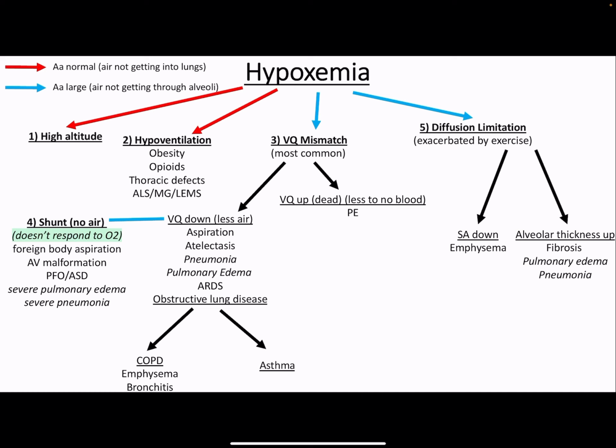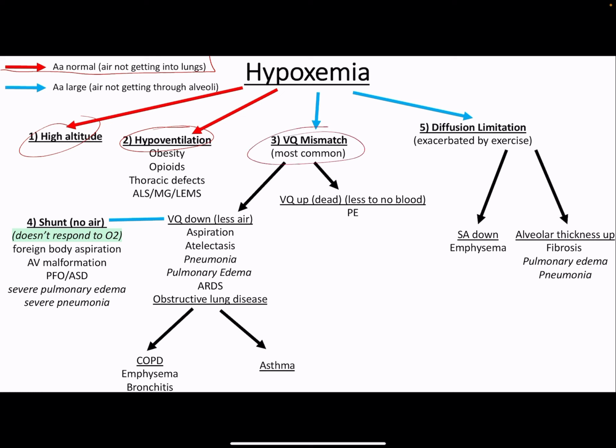All right, so this is a lot, but actually this is all really important to know. So the 5 causes of hypoxemia is what we're going to focus on for the rest of this section. High altitude, hypoventilation. Notice that these are red arrows. These are the normal AA gradients. Everything else is a blue arrow, which is a larger AA gradient.